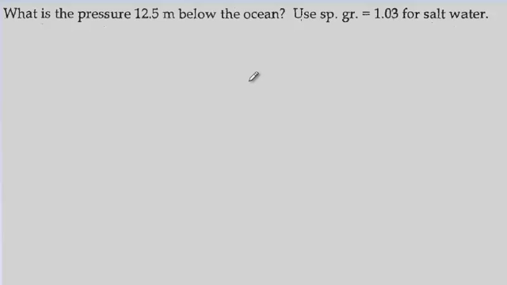Okay, so good day. Today we'll try to solve a simple problem on fluid statics. Here the problem goes. What is the pressure 12.5 meters below the ocean? Use a specific gravity of salt water to be 1.03. So here we simply have an ocean.